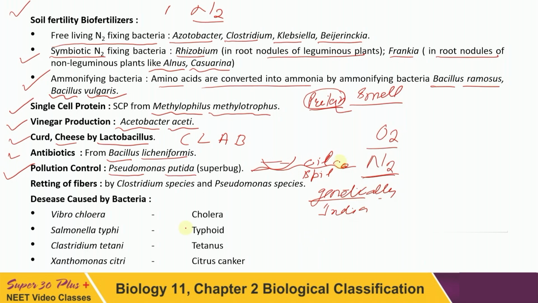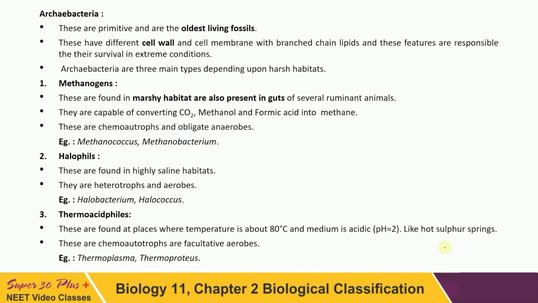Retting of fibers by Clostridium and Pseudomonas helps to separate the fibers. And for disease causing bacteria, you have to remember not many, only the examples given in NCERT: cholera by Vibrio cholerae, typhoid by Salmonella typhi, tetanus by Clostridium tetani, and citrus canker by Xanthomonas citri. Come to the next now.